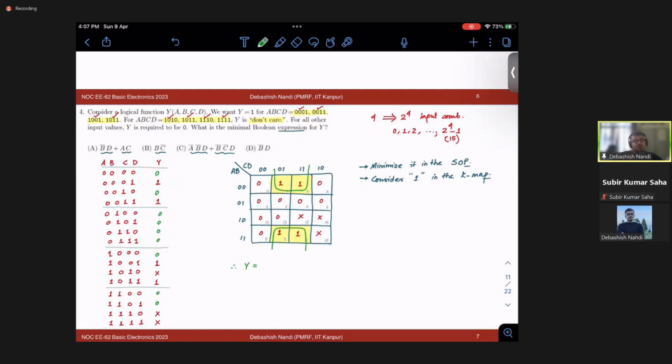Y is true or 1 when we have this combination. So now you need to see you have two columns, right? So what are the common terms? Common term is 1. 1 represents D, right? So D will be one element of the product term. And what is the other term? You need to see this. Oh no, I have written it wrongly.